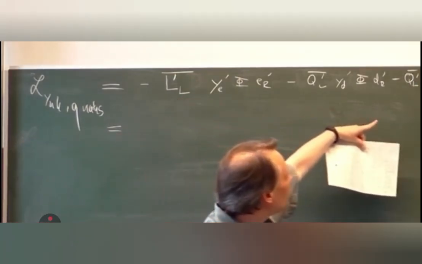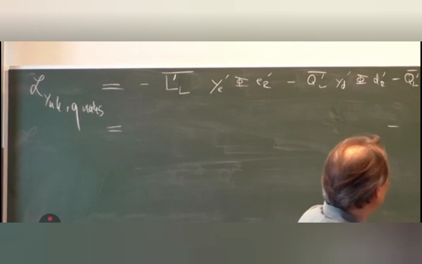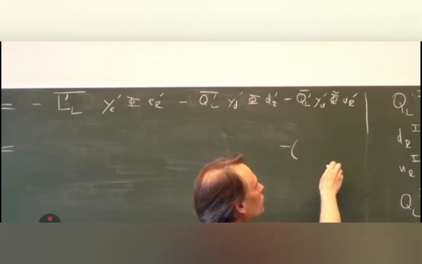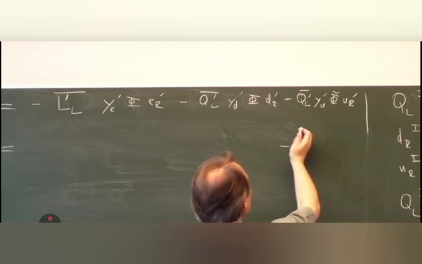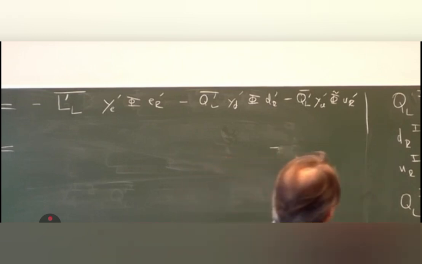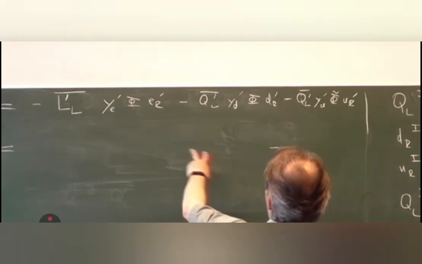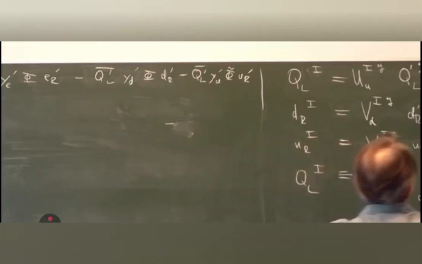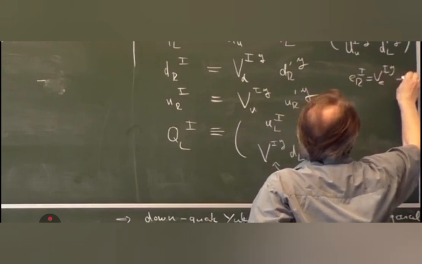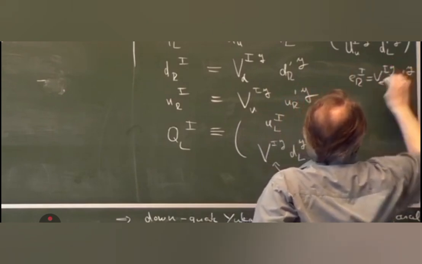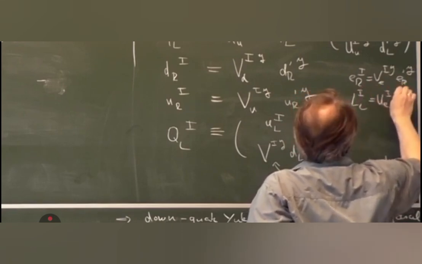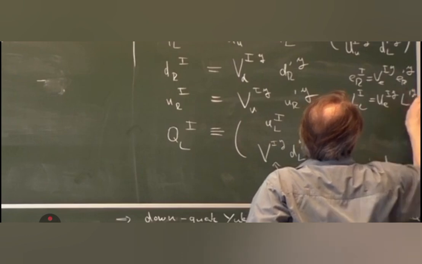Let's plug in everything. So here, for example, what does it become? We need the inverse transformations, of course. So let us start with the leptons. What about the leptons? e_R^i = V_E^{ij} e_R'^j, l_L^i = U_E^{ij} l_L'^j.